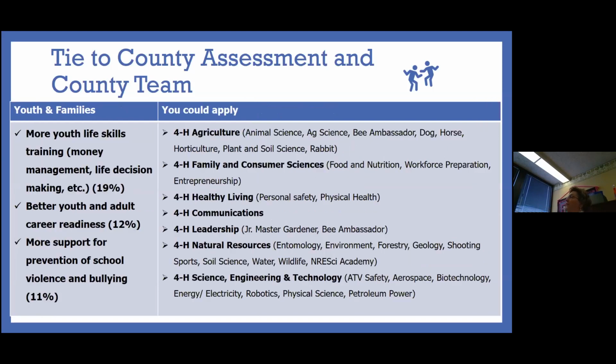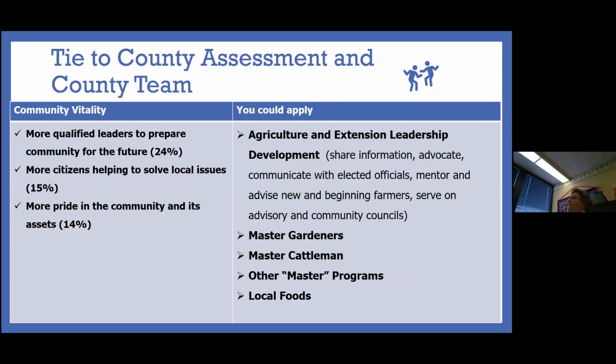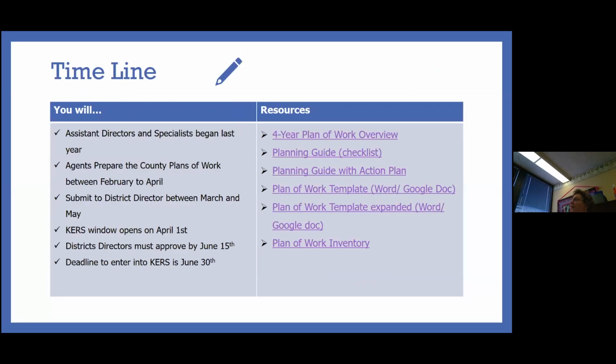When we look at 4-H, or youth and families, all the 4-H activities would be included in that area. And then community vitality would be where you would put your leadership pieces, master gardeners, master cattlemen, other master programs. And then something I didn't think about the other day when we did this was local foods. So that helps build pride in the community with your local foods programs. So they could go under there.